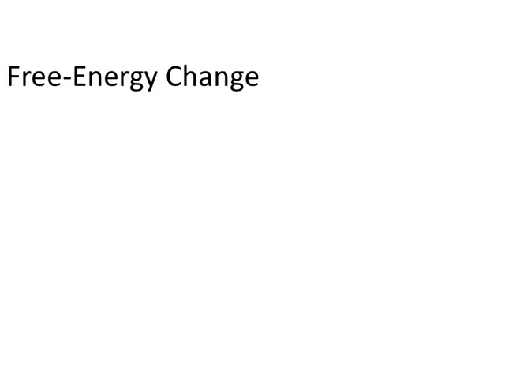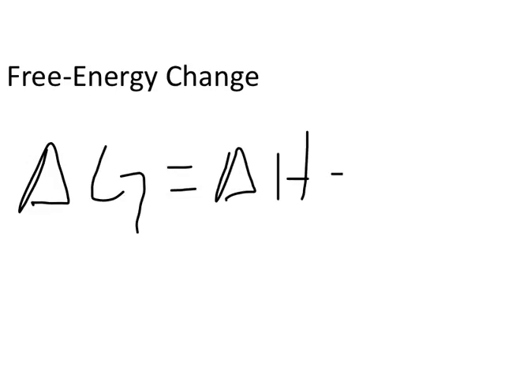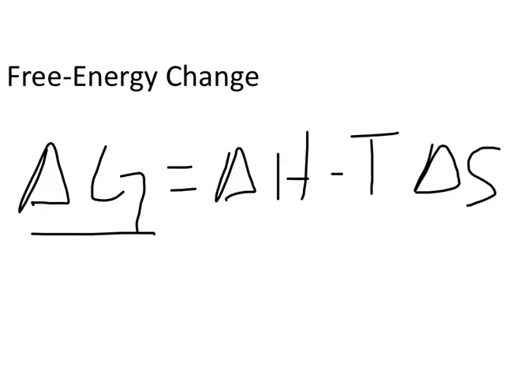And so when you have the equation delta G equals delta H minus T delta S, you're going to be looking at this delta G. If the delta G is negative, that means that the reaction is spontaneous. And spontaneous reactions are kind of what we want. They're going to be the processes that can harness energy to perform the work.